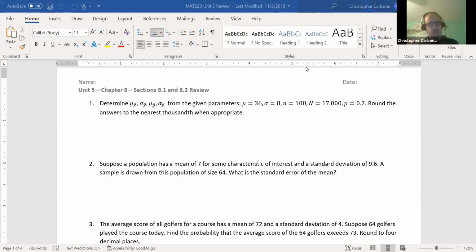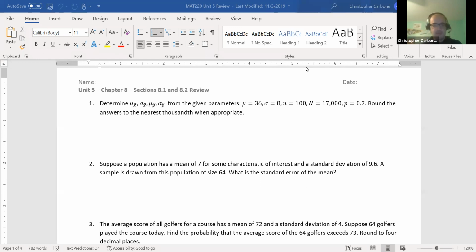And here we want to determine the mean of the sampling distribution of the sample mean, the standard deviation of the sampling distribution of the sample mean, the mean of the sampling distribution of the sample proportion, and the standard deviation of the sampling distribution of the sample proportion from the given parameters. The population mean is 36, the population standard deviation is 8, the sample size is 100, the population size is 17,000, and the probability of success is 0.7. We want to round the answers to the nearest thousandth when appropriate.